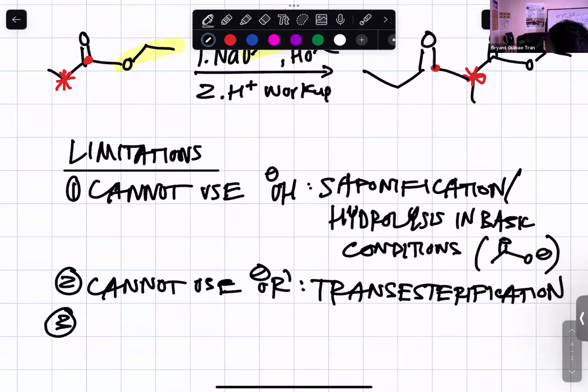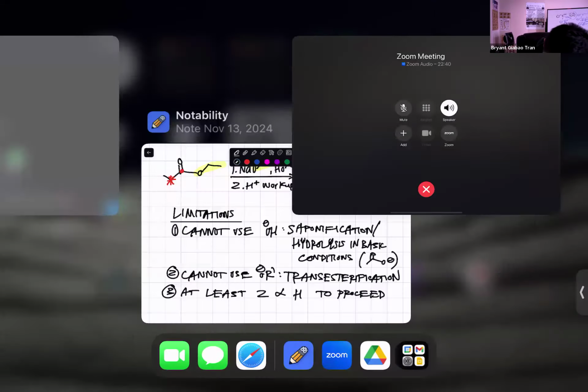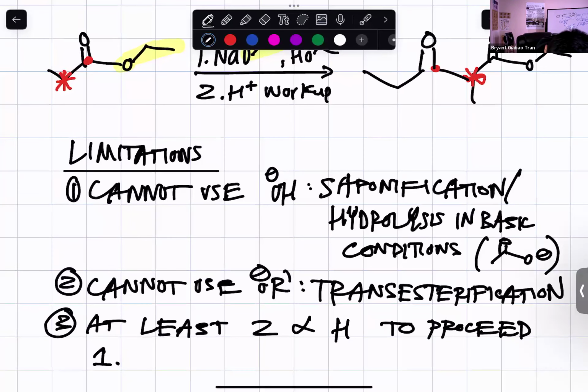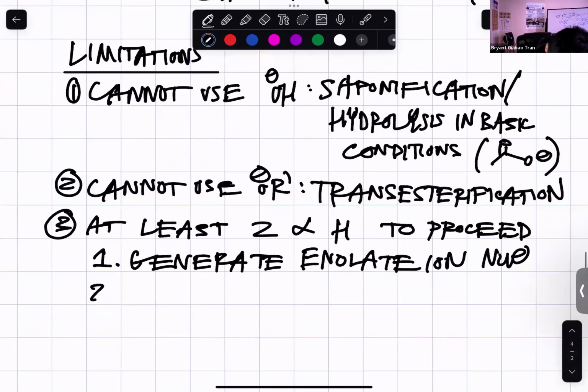The third limitation, this is the most important limitation probably: this reaction needs at least 2 alpha hydrogens to proceed. The first alpha hydrogen's job is to generate the enolate ion nucleophile, the nucleophile of the mechanism. And I'll show you that in the mechanism that we just did. The second alpha hydrogen's job is to quench the bad leaving group, looking for its vengeance.